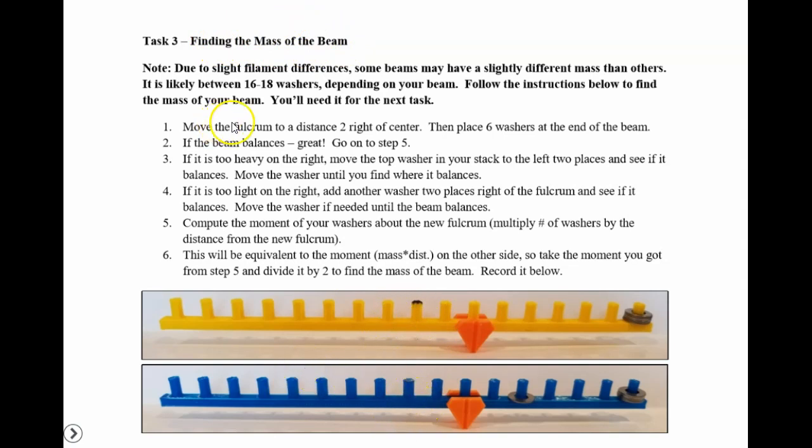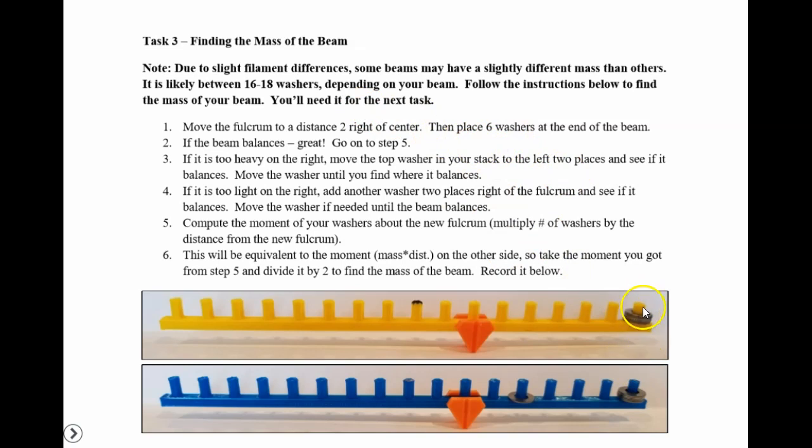So the first thing you're going to do is move the fulcrum over. You should have a center dot mark, so just move it over to 2. Line it up as best you can. And then put 6 washers at the end of the beam on the right. This should get you pretty close. So masses are likely between 16 to 18 washers, again just depending on which one you got.